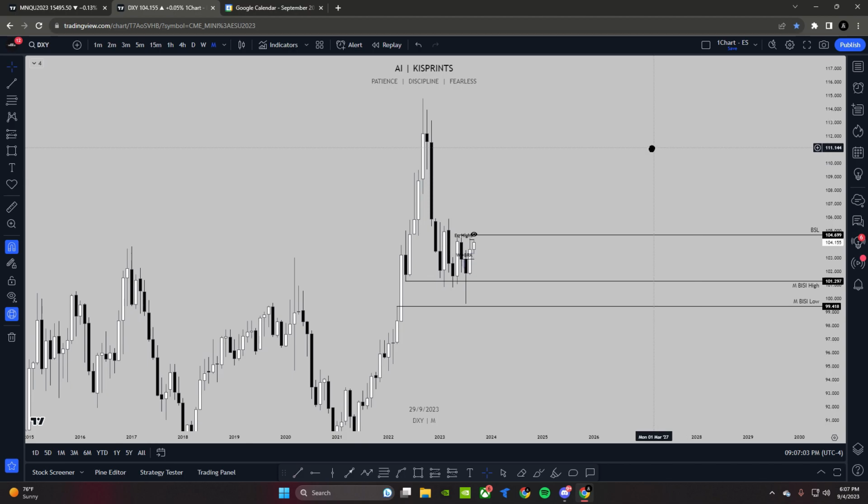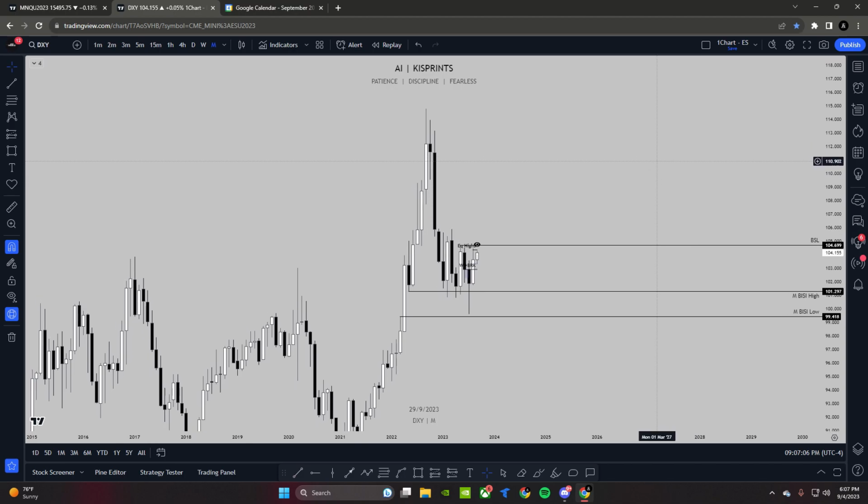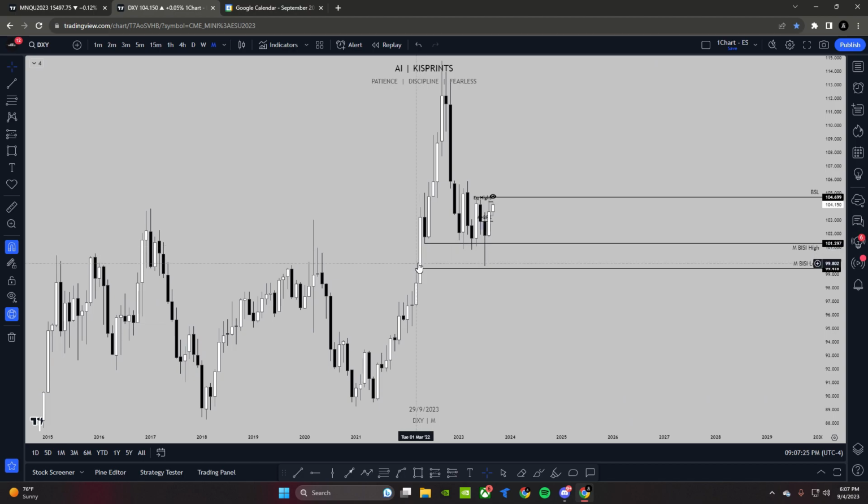So starting with the monthly on the dollar, and if you don't really look at the dollar, I would recommend starting to look at it because it gives you a gauge on if the indices are bullish or bearish. It gives you that high time frame bias, and that's what matters when you're trading intraday. So starting with the monthly, we have this BISI right here, which is marked right here, monthly BISI high and monthly BISI low. We came down into it, swept liquidity right there. Almost redelivered the full thing.